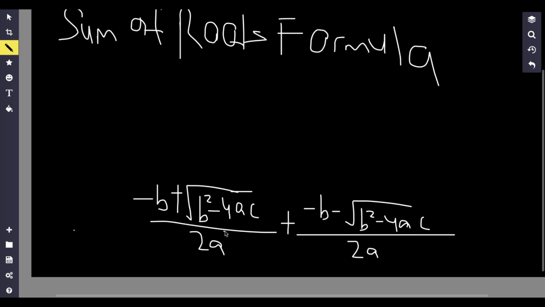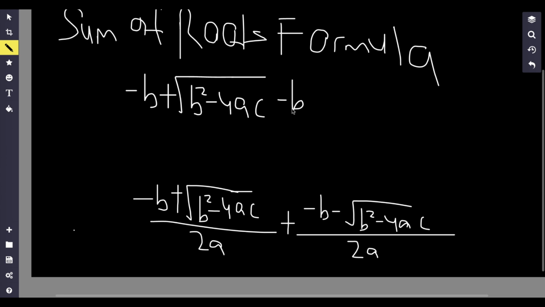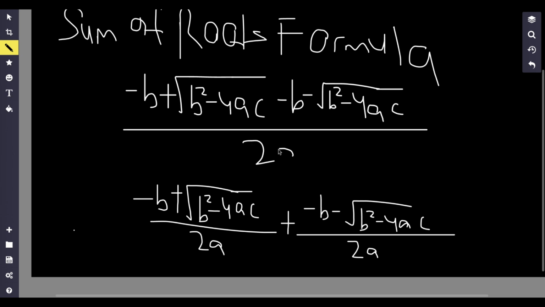Now, because these two fractions have the same denominator, we can combine them into one fraction. So negative b plus the square root of b squared minus 4ac, and then negative b minus the square root of b squared minus 4ac, all over 2a. All we did was combine these two fractions because they have the same denominator.